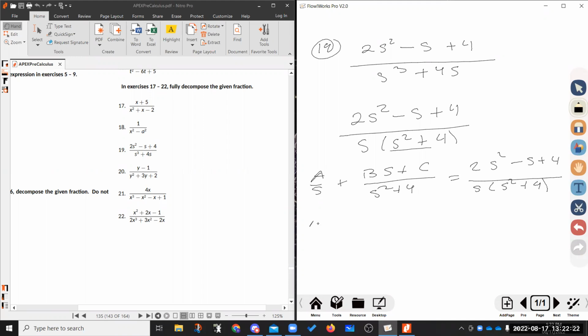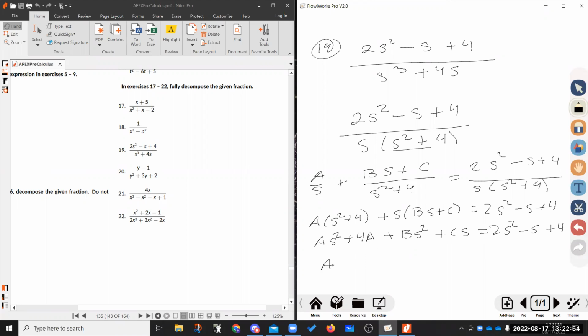Now we're going to multiply by the LCD. I am not going to try to let s be equal to something here. I'm going to use my other technique that I showed you before. So for my s squared terms, I have a plus b s squared, which is equal to 2s squared. So a plus b has to be equal to 2.